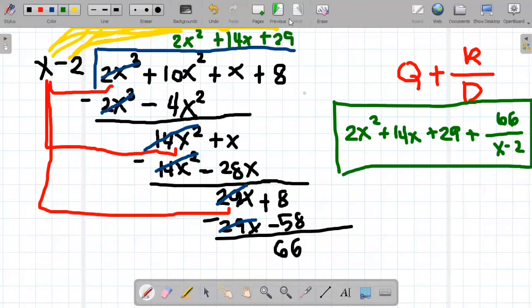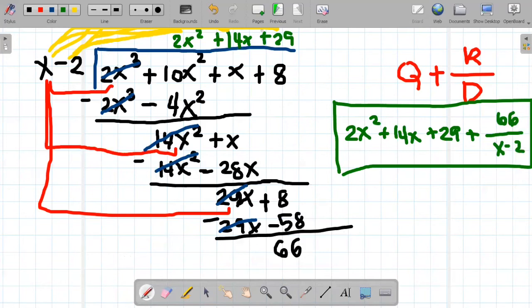But if we don't have a remainder, then you don't have to write 66 over x minus 2. If our final answer here, when we subtract, is 0, then there is nothing more to write. Okay? That means our answer for the polynomial is exact. Therefore, the given polynomial can be divided by the given divisor. Okay, so if you have a hard time, you can review, replay, or rewind this one.